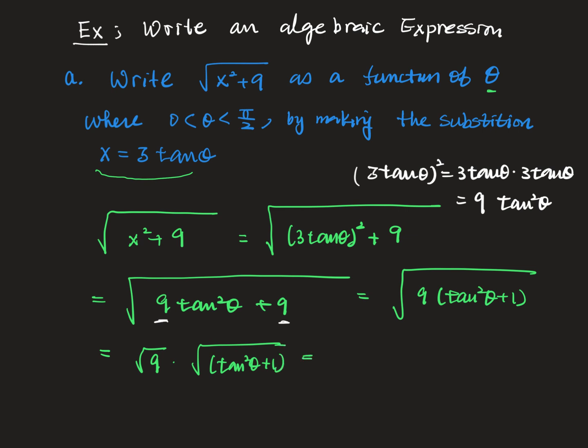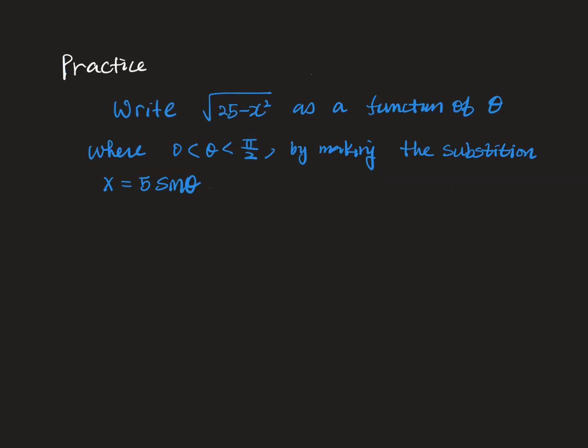The square root of 9, you know, is 3. What is tangent squared plus 1? Secant squared theta. So this one is the square root of secant squared theta. What is the square root of a square? That's 3 secant theta. So this algebraic expression, guys, changes into a function of theta by using this substitution. Okay? Let's practice this one.